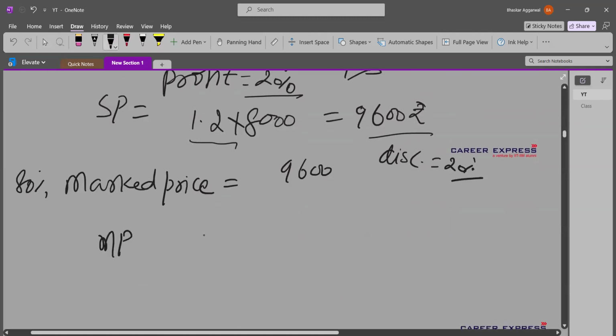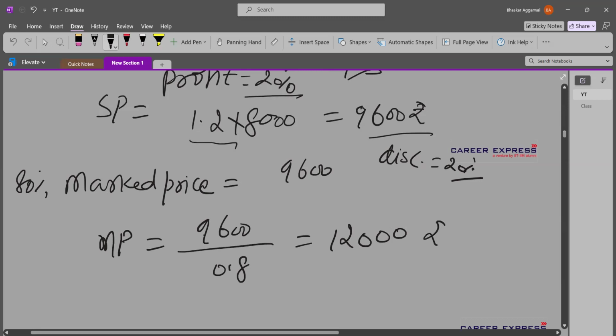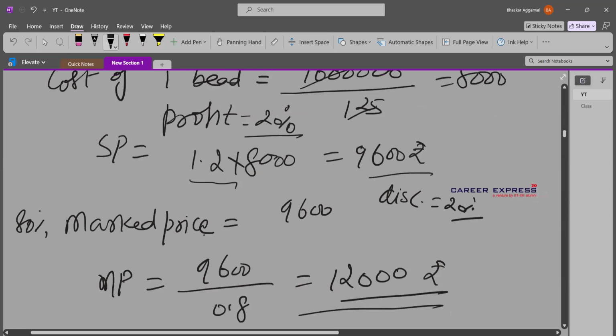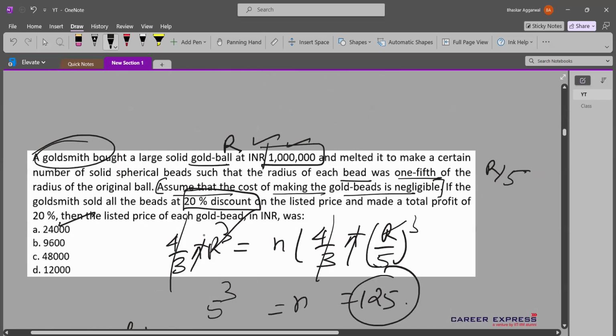So marked price will be 9,600 upon 0.8, and that will give us the total marked price of the beads as 12,000. So that will be the answer. So answer is option D.